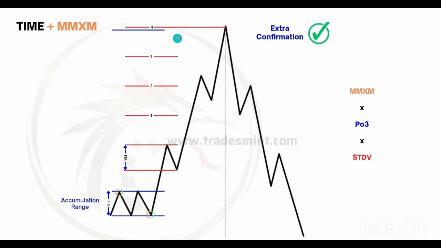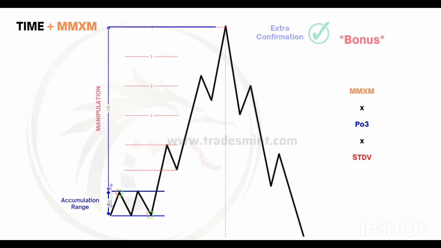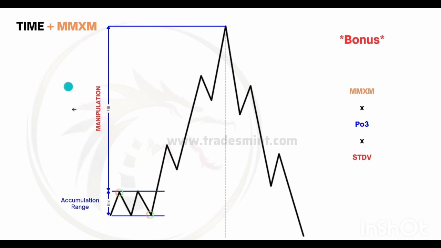The deviations alone are not enough for high probability. They're a guide, but we still want to look to the higher time frame and make sure we are keying off a higher time frame level. Now, if we take the accumulation range and we project deviations higher, this will give us our manipulation leg. The manipulation leg is where we can expect to find a retracement or a reversal after tagging a higher time frame level. Now, generally, the manipulation leg will run to around 2 to 3 standard deviations of the accumulation range.